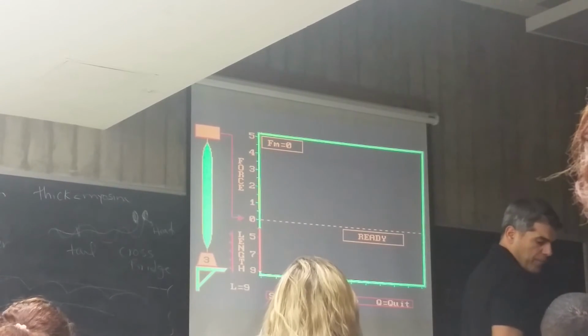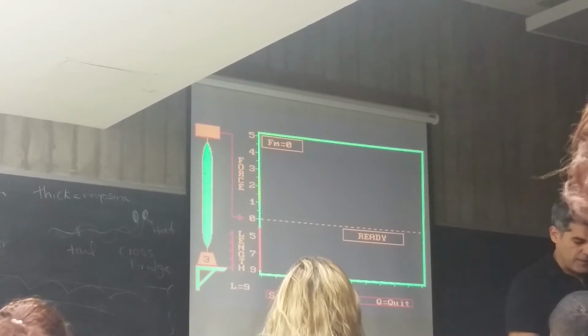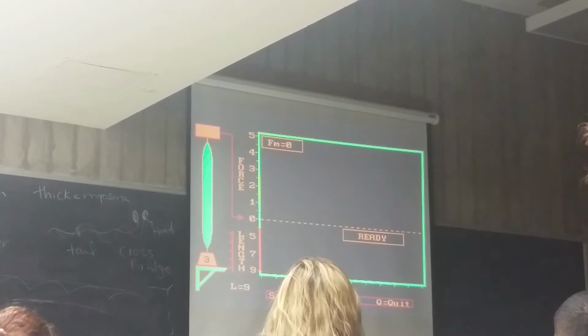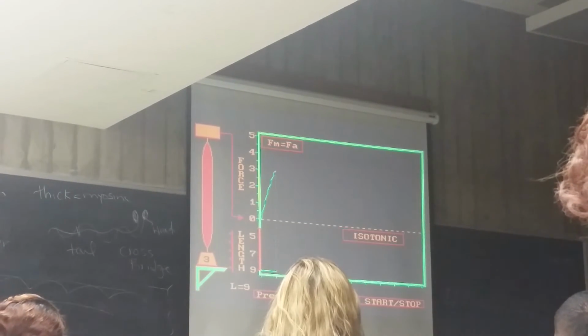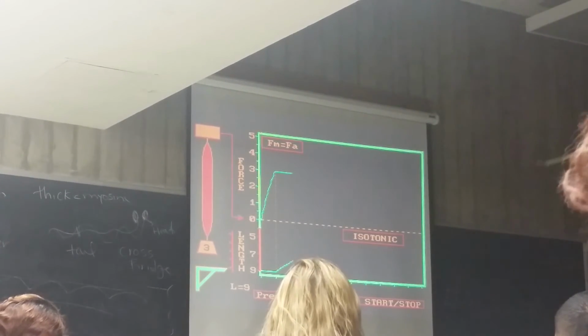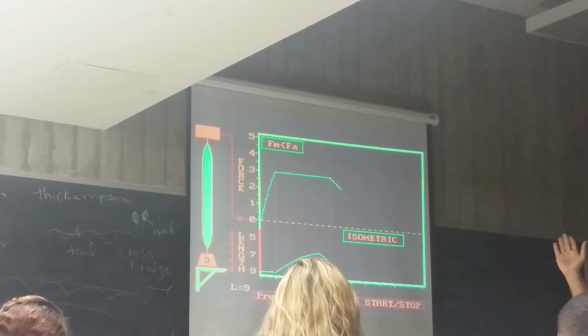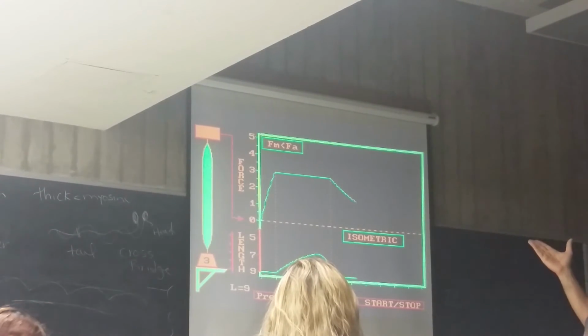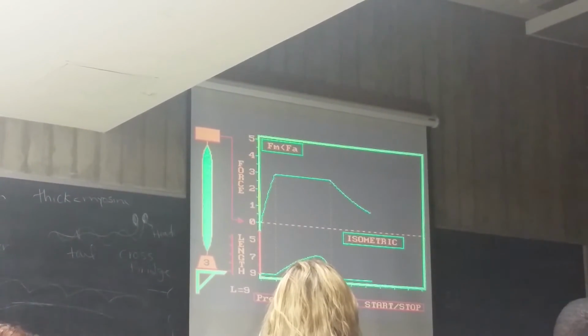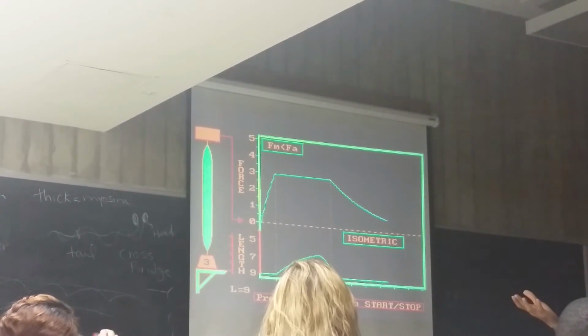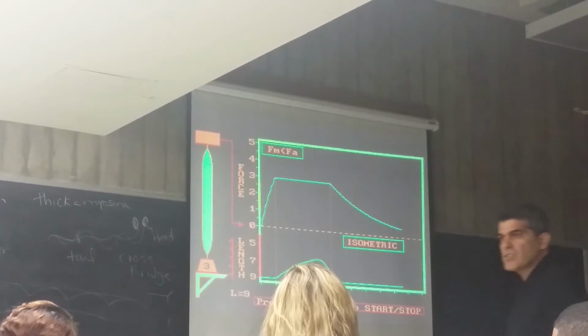Okay, let's do one more time. I want you to take a look at this one. It says ready now, right? Isometric. Now isotonic. When it's isotonic, now the load is moving. You see that? But the force stays the same. So now it's going to change back to isometric because the muscle is back to the same length. It's showing you basically isometric versus isotonic.